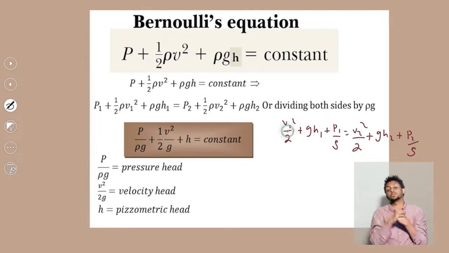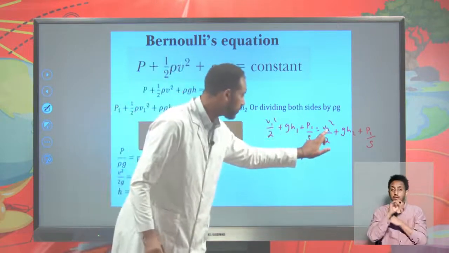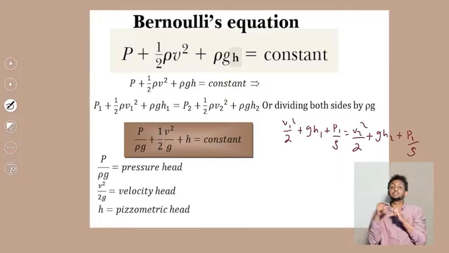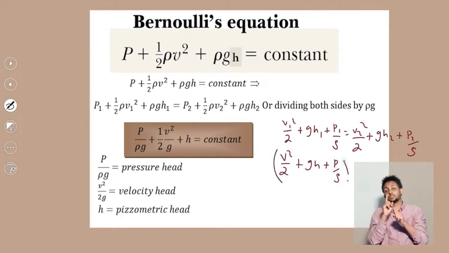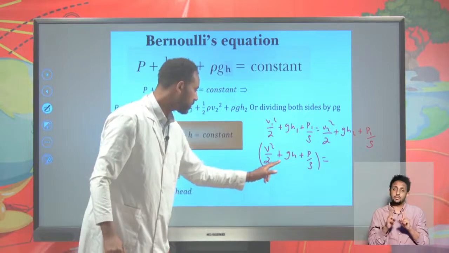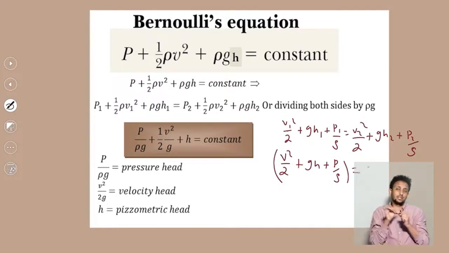Now look, the velocity at section 1, elevation at section 1, and pressure at section 1 are the same as the velocity v2, elevation and pressure at section 2. This tells us that v squared over 2 plus g times h plus pressure p over density rho at section 1 is the same as at section 2. Meaning at any section, if you add those three quantities, v squared over 2, gh and p over rho, the sum remains constant at any section. So this is what we call Bernoulli's principle.